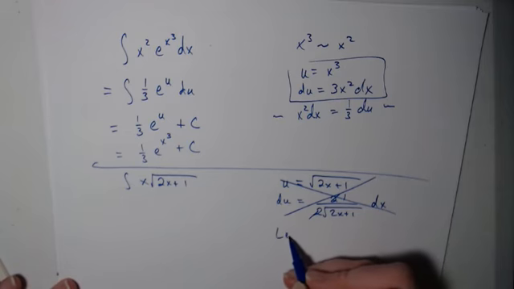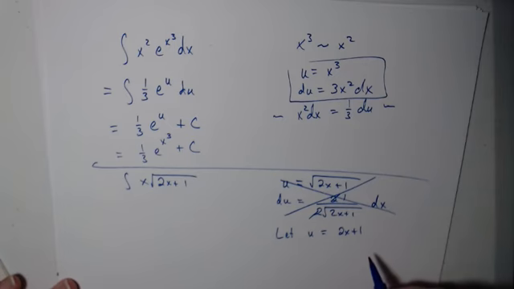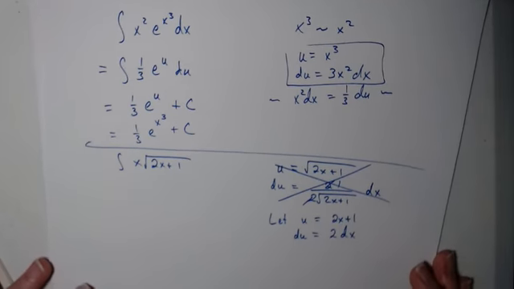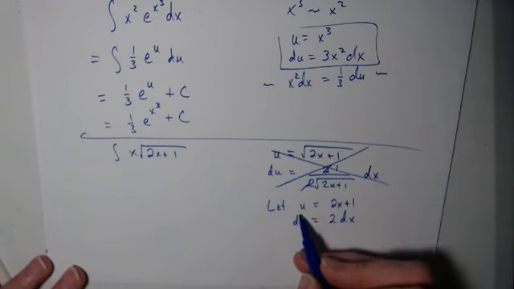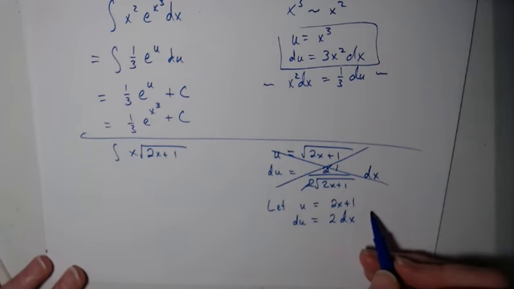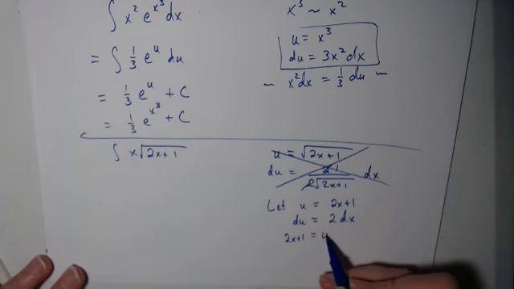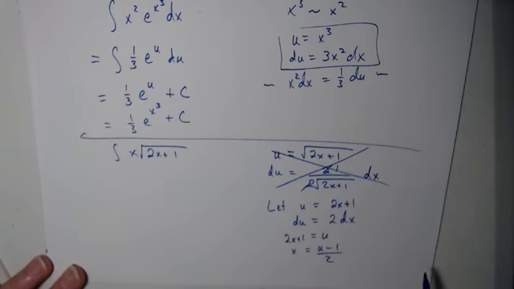What if I let u be equal to 2x plus 1, though? Then du is equal to 2 dx. And the only thing that gives me trouble is, what do I do with this extra x? Well, we can actually figure out what the extra x is in terms of u by using our original statement. So 2x plus 1 equals u, x equals u minus 1 over 2.